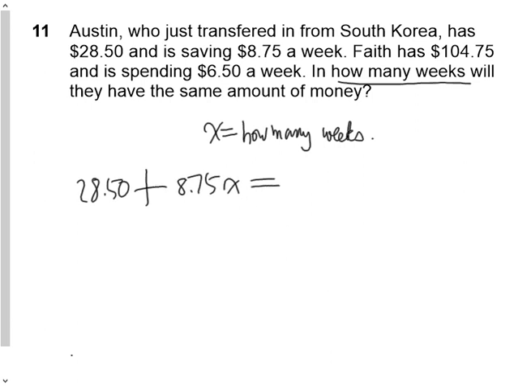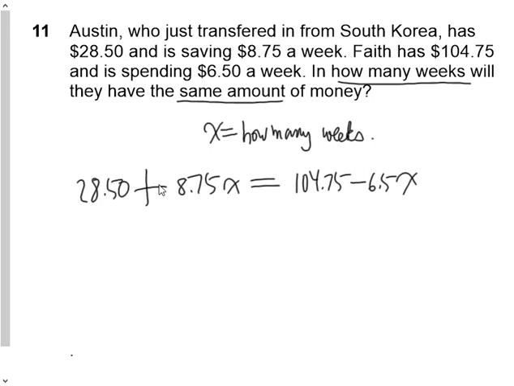Now that is going to be the same amount of money, because we want it to be the same amount as Faith. She starts off with much more money, but she is spending $6.50 a week, which means that's a negative 6.50 multiplied by x, because for every week she's going to lose $6.50. Okay, so what we've done here is we've created an equation, and in this equation we have two constants and two variables on both sides.